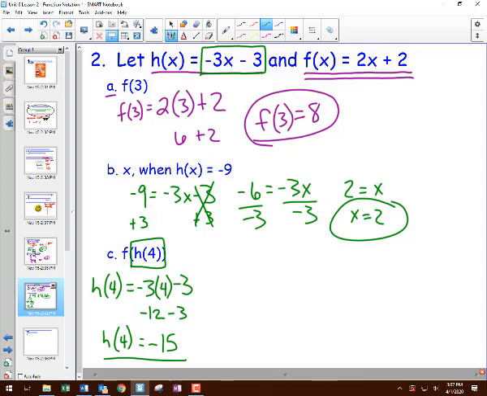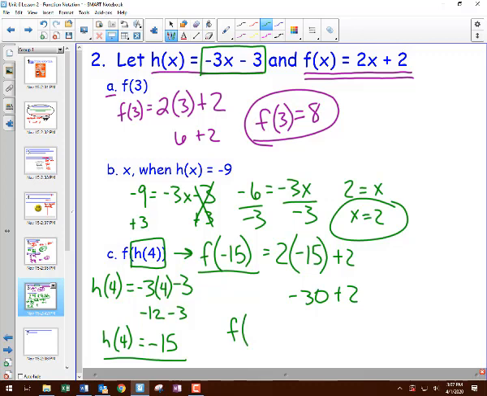Okay, so now that we know that h of 4 equals negative 15, you could essentially rewrite this original equation now. Instead of writing h of 4, you could write f of negative 15. All right? Now, to solve this portion of it, we'll have to use the other equation. F of negative 15 is going to equal, we have to substitute the negative 15 in, plus 2. So now we have negative 30 plus 2. We know f of negative 15 will now equal negative 28.